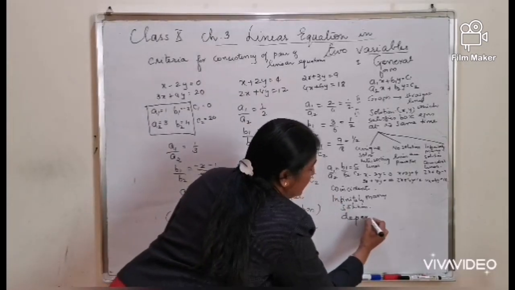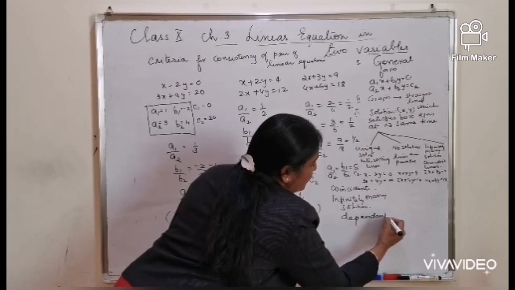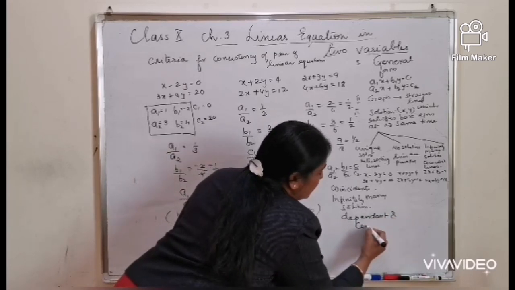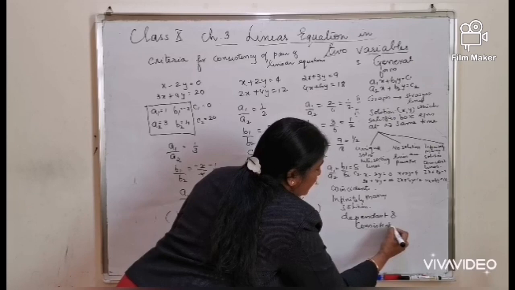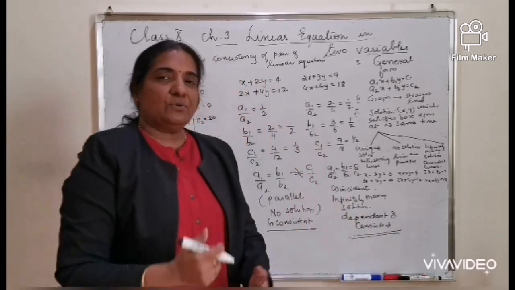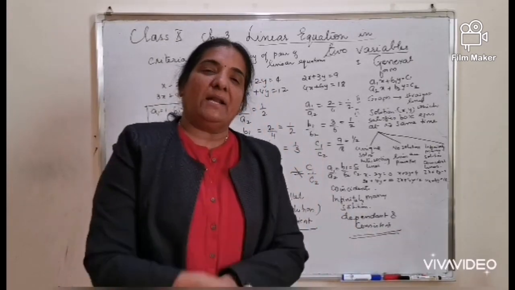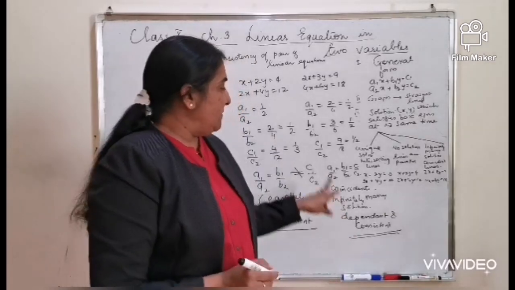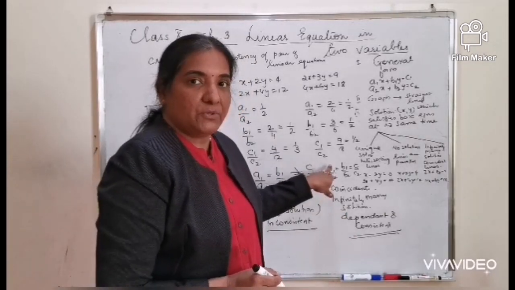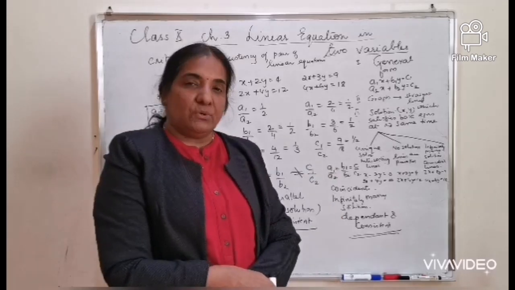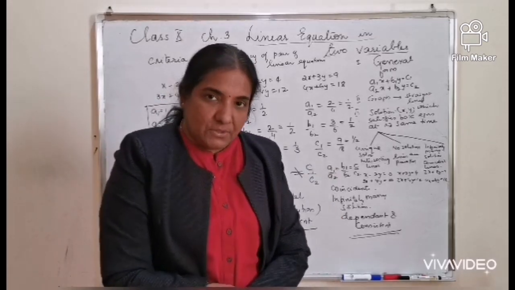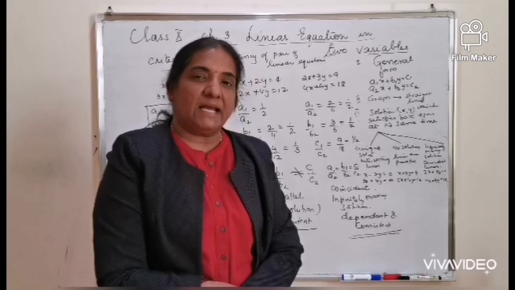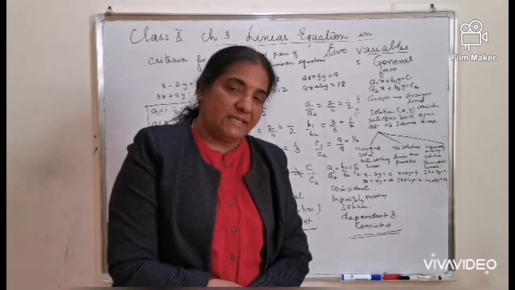They are consistent as well as dependent, that is, dependent and consistent. That means there are many values and at the same time all values are dependent on each other. So the system of equations which has the values a1 by a2 equal to b1 by b2 equal to c1 by c2, you can say that they are consistent and dependent.